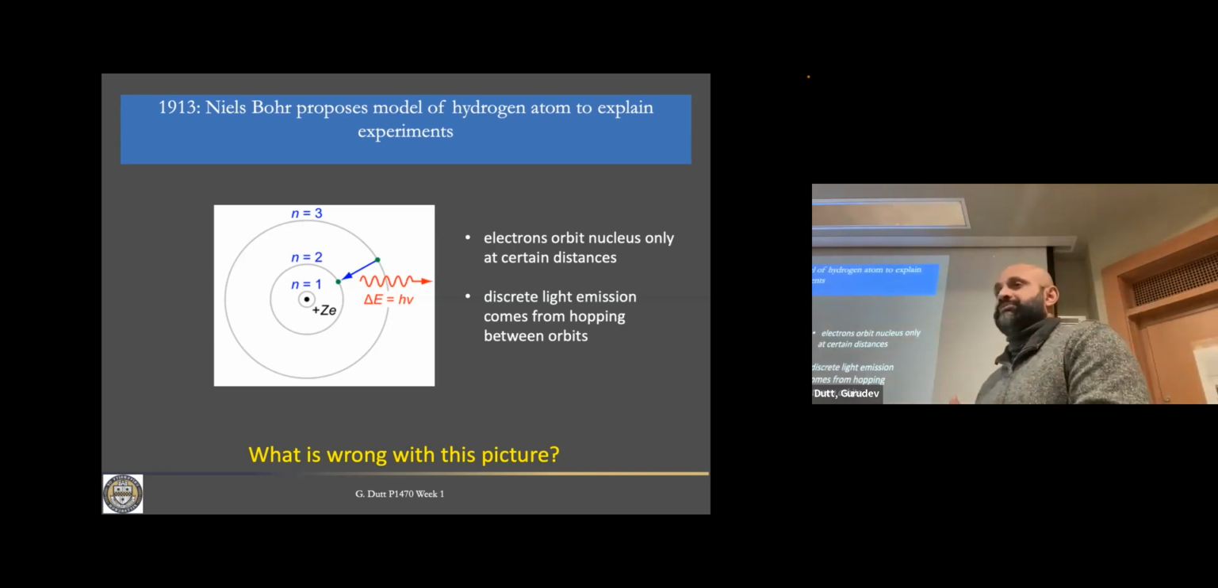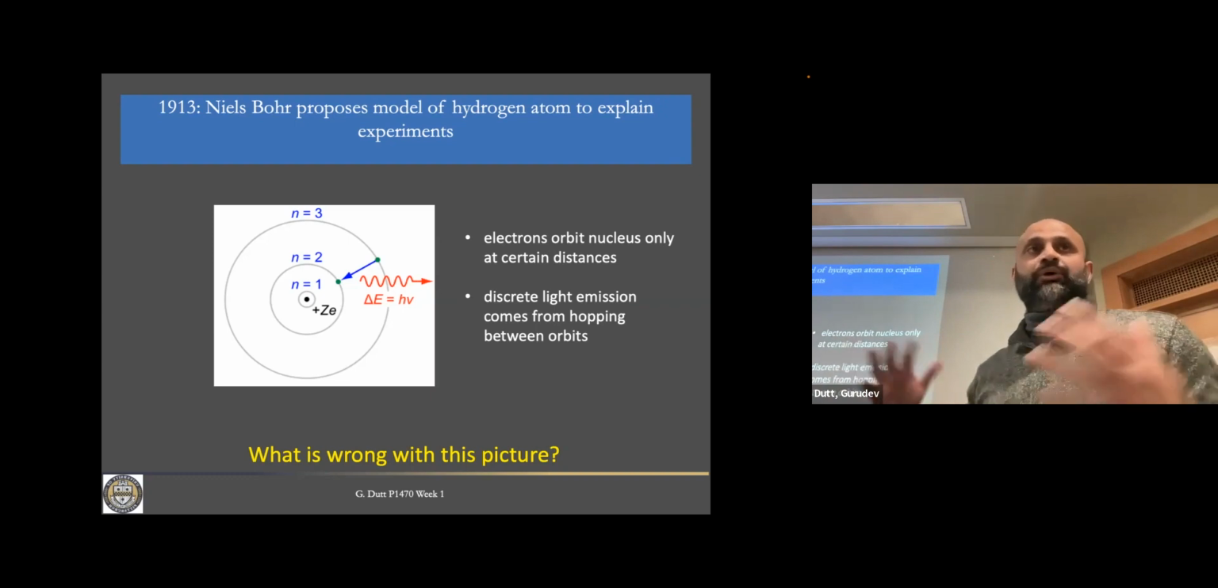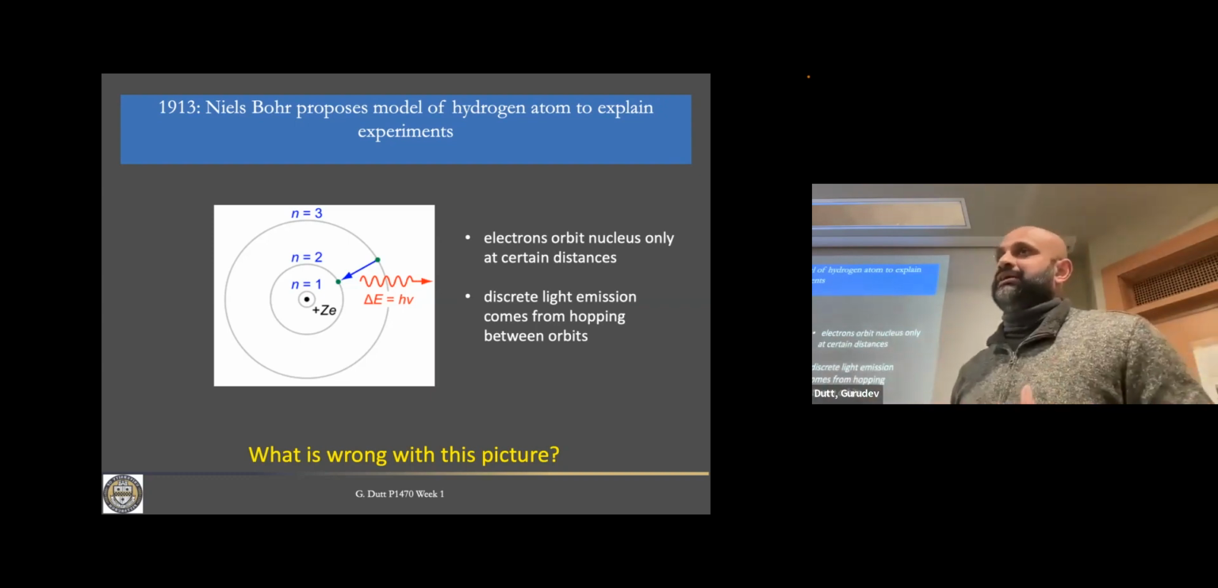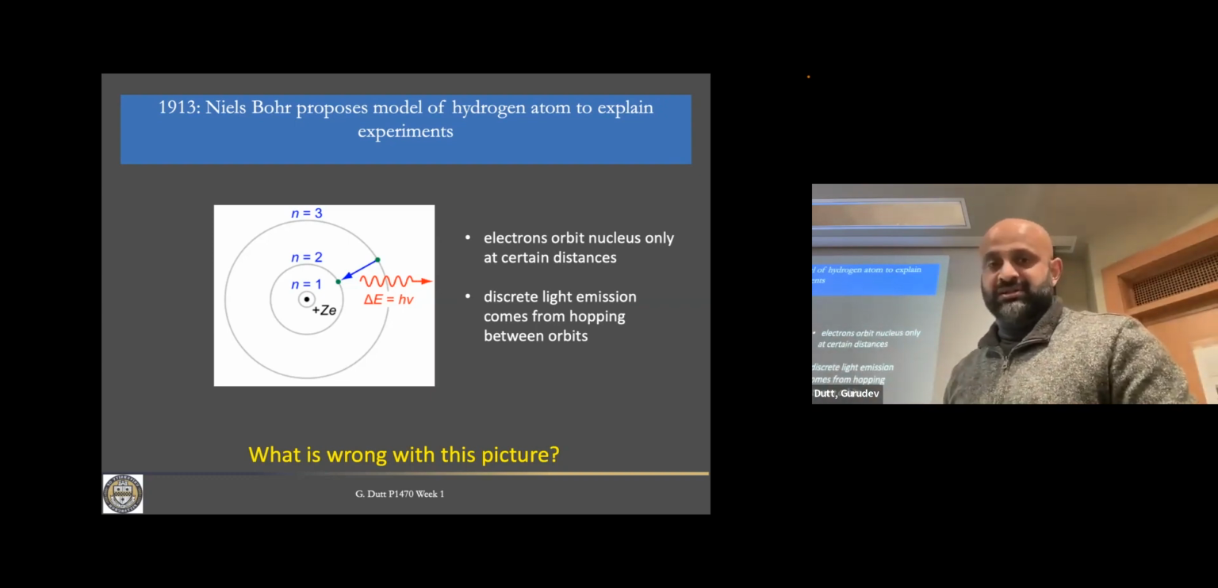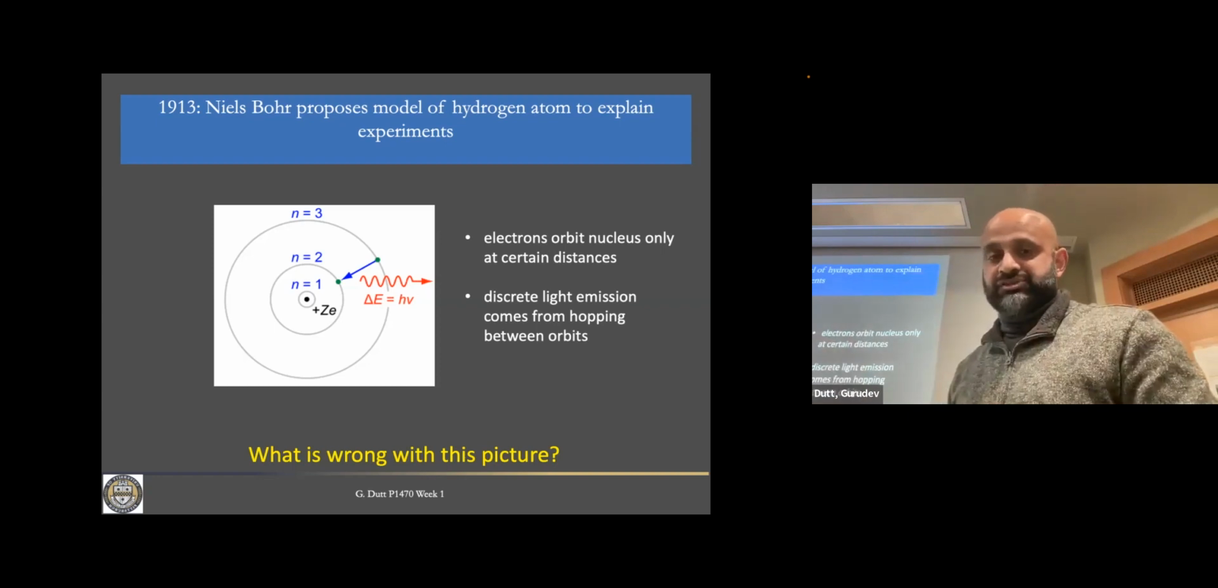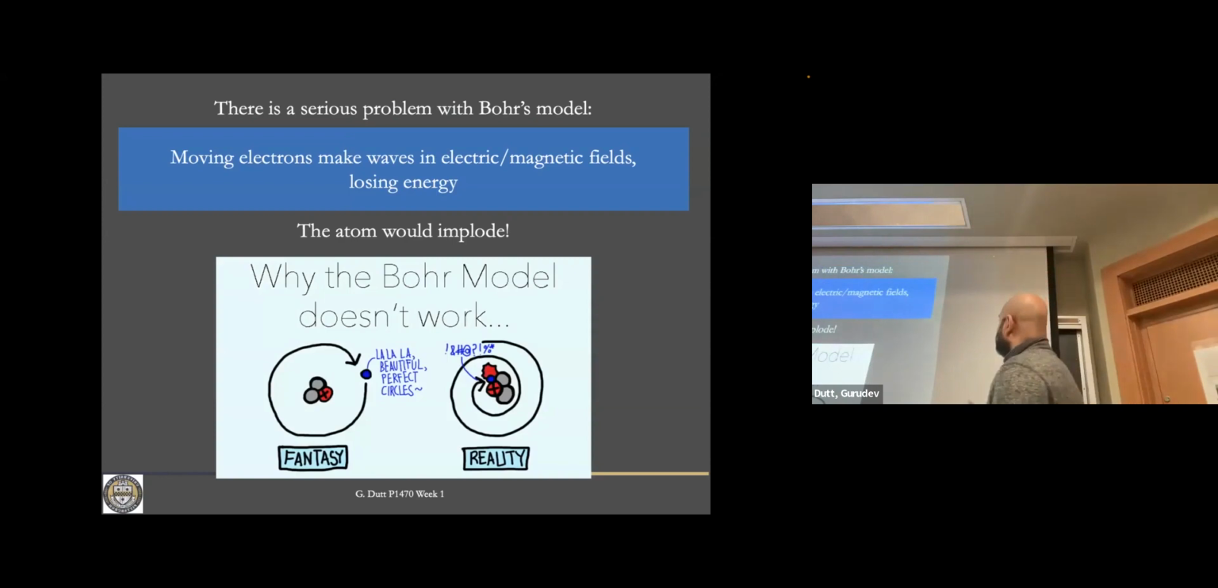Well, already there was something wrong with this picture. Even before you ignore the weirdness of it hopping between spaces without actually occupying any of the intermediate levels or spaces, this is already very weird for classical physics. But there's something even worse, which is that by Maxwell's theory, an electron, which is a charged particle, if it's going around in a circular orbit, it's undergoing acceleration.